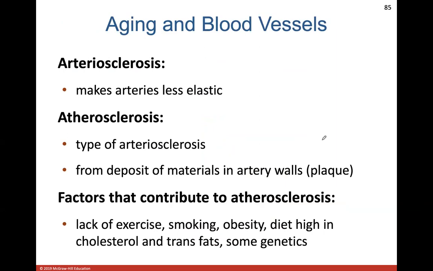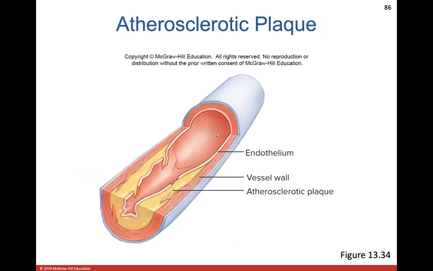A little bit of aging in blood vessels, and this is kind of where we end. You should know these for your next exam. Arterial sclerosis makes arteries less elastic, and atherosclerosis is formed from the deposit of materials in artery walls like plaque. And different factors that can lead to atherosclerosis are lack of exercise, smoking, obesity, diet high in cholesterol, trans fats, and some genetics. And this is a look at an atherosclerotic plaque that's building up due to one of those factors that was just listed.